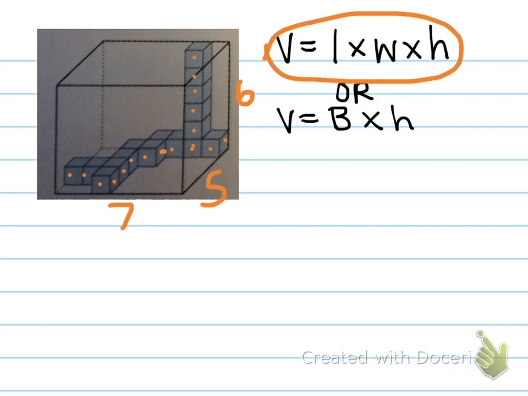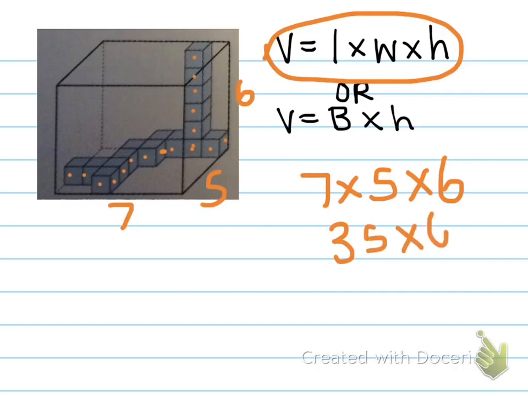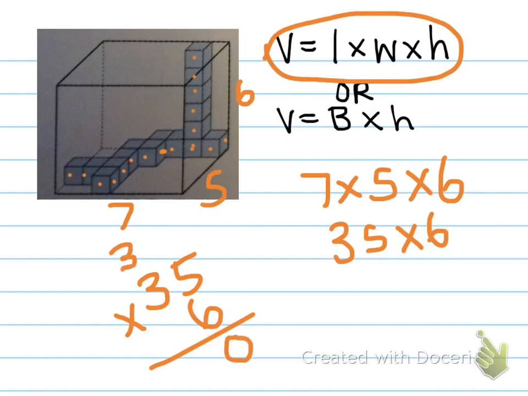We have all 3 pieces, so let's plug in the numbers and solve. Length would be 7 times the width of 5 times 6 for our height. 7 times 5, 35 times 6. I'm going to do a little work over here. 35 times 6. Remember, start on the right side. 5 times 6 is 30. 3 times 6 is 18. 19, 20, 21. Our volume is 210.